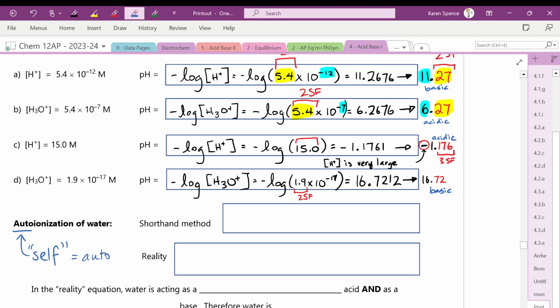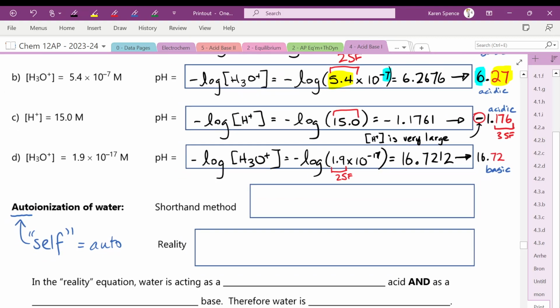So auto-ionization of water means that water is ionizing itself. Now, you guys have no idea what shorthand means. So I'm just going to write short form.